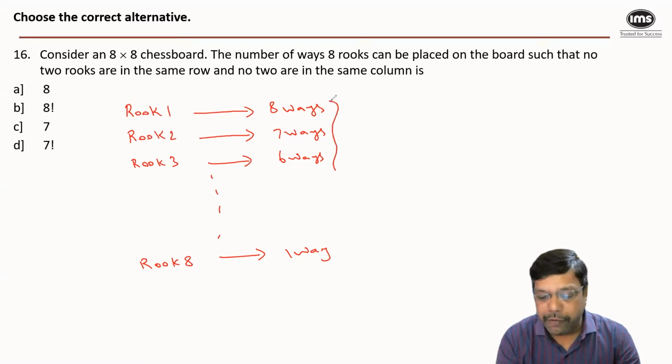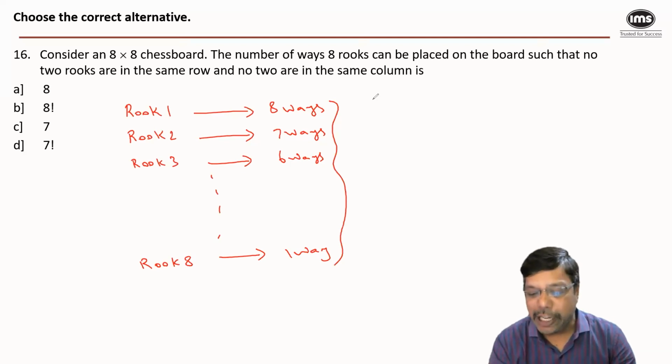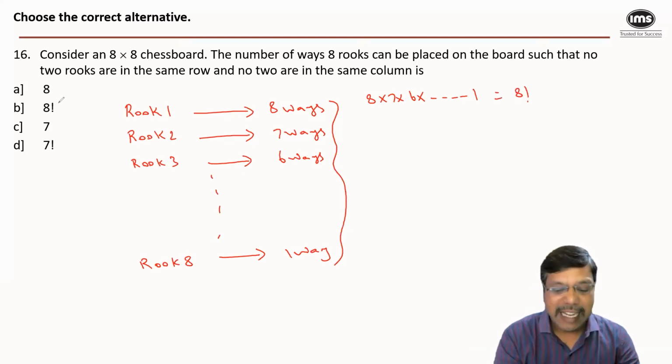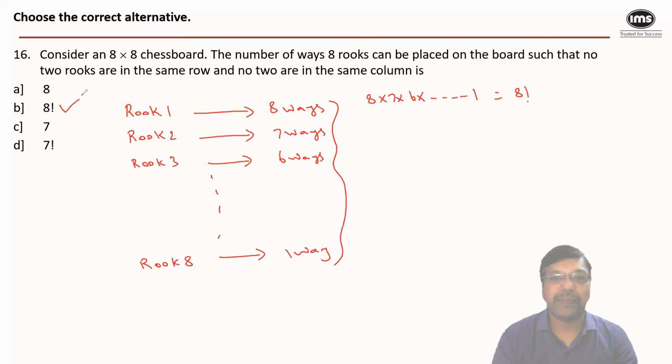Hence, the number of ways in which we can arrange these 8 rooks is 8 into 7 into 6 into so on till 1, which is short form for 8 factorial. Hence, answer option B.